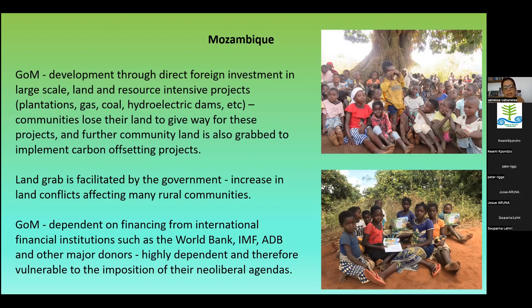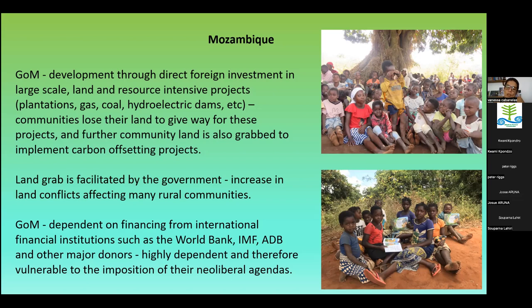There's an increase in land conflicts affecting many, many rural communities all over our country. Unfortunately, we say that it's facilitated by government because decisions on issuing land are made by central government and implemented at local and provincial level.